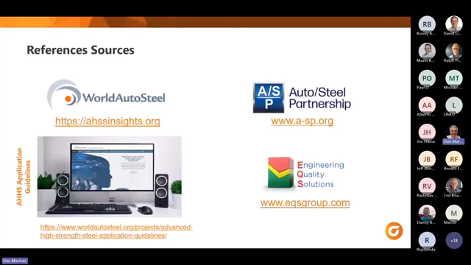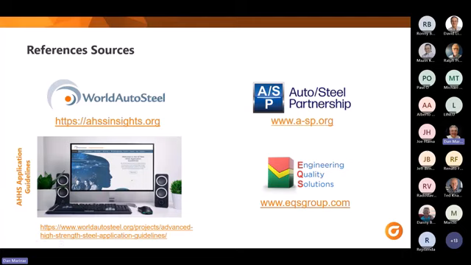I want to take a moment now to identify the references for the source material you're seeing on the theory here. The World Auto Steel Group with the Advanced High Strength Steel Insights.org is their website. They offer a free Advanced High Strength Steel application guidelines PDF. You just need to click on this link to get this, and you are welcome to it. They offer it free of charge.